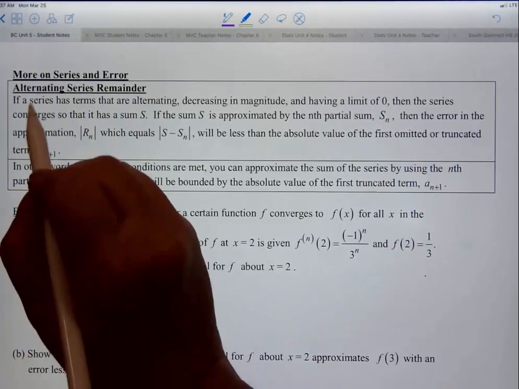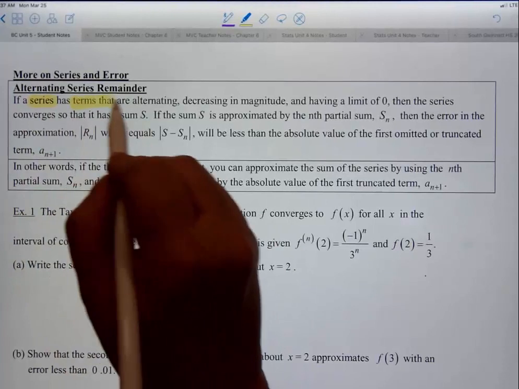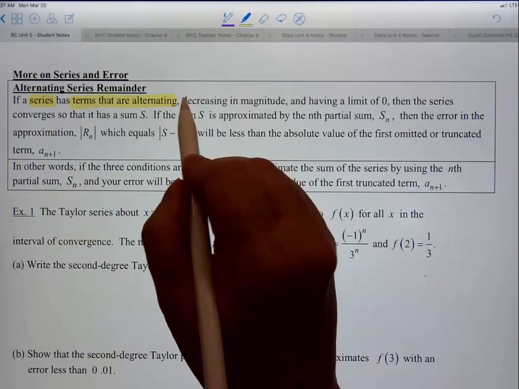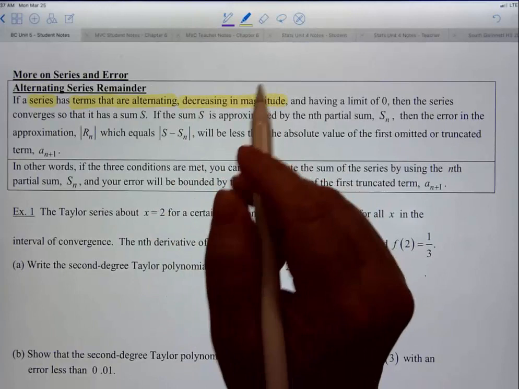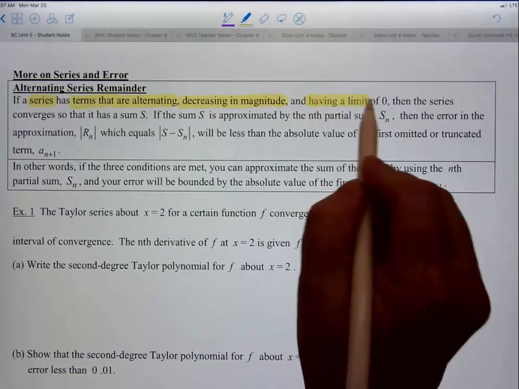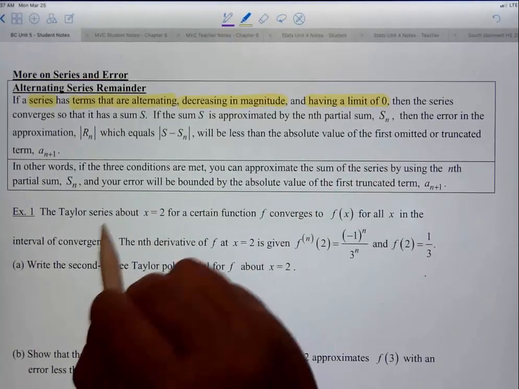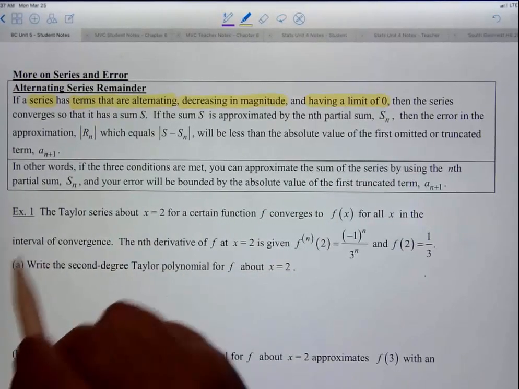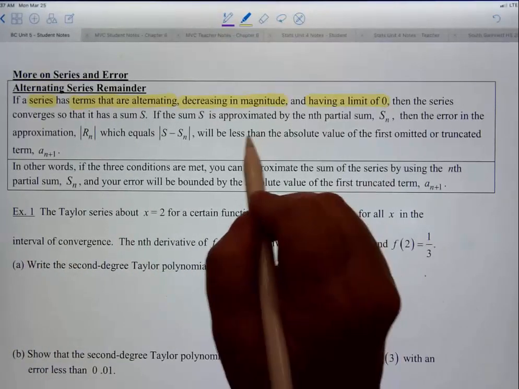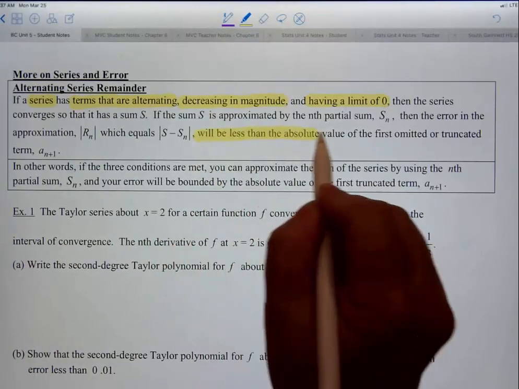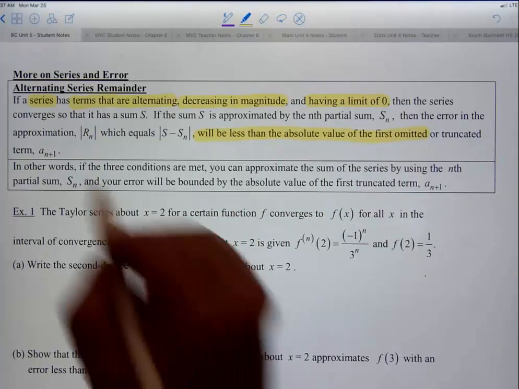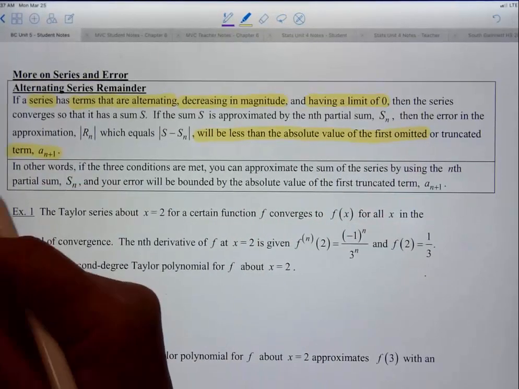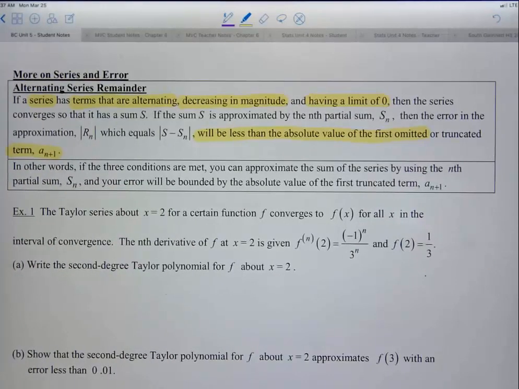What you have to look for is if your series has terms that are alternating, that kind of makes sense, decreasing in magnitude, in other words, they're getting smaller, and having a limit of 0. Then anytime it asks about error, you will use the alternating series error term, which means it's going to be less than the absolute value of the first omitted term, a sub n plus 1. So if it tells you to go out 4 terms, you use the 5th term. If it tells you to go out 3 terms, you use the 4th term. We've done this before. We're just reviewing it.